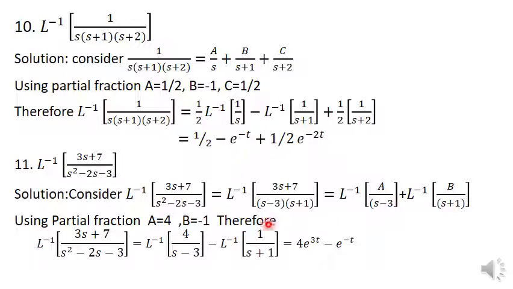Here a is 4, that is 4 divided by s minus 3, minus, here b is minus 1, therefore it becomes minus L inverse of 1 over s plus 1. Now, take 4 outside: L inverse of 1 over s minus 3 is e power 3t, minus L inverse of 1 over s plus 1, which is e power minus t.